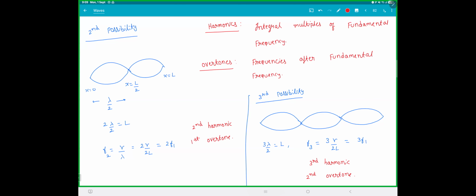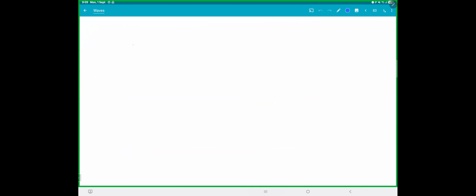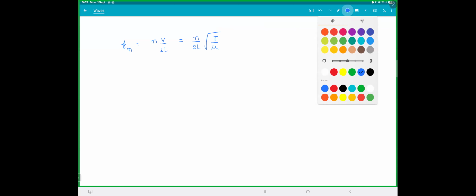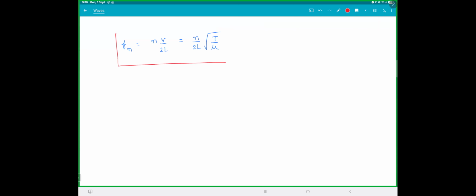Clear with this? Now if you write a generalized formula, the frequency for the nth harmonic will be nV by 2L. This can be written as n by 2L times V, and V is nothing but root over T by mu, the wave speed. This is the general formula for a sonometer.